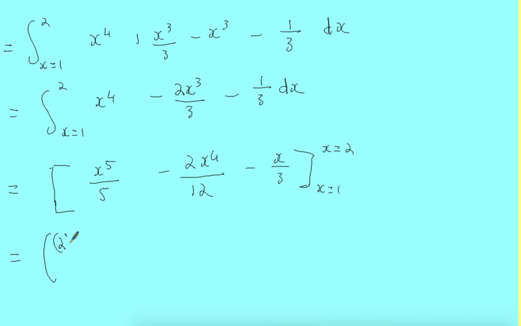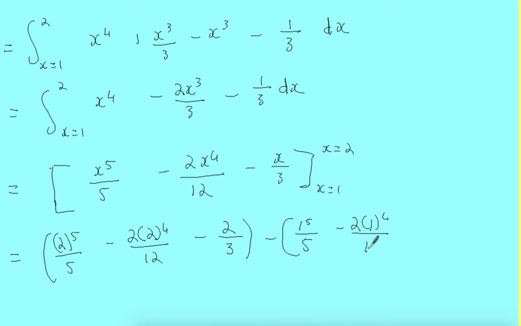So that's 2 to the power of 5 over 5, take away 2 to the power of 5, 2 times 2, 2 to the power of 4 over 12, take away 2 over 3, take away 1 to the power of 5 over 5, take away 2 times 1 to the power of 4 over 12, take away a third. And that should give you a final answer, either in fraction form, whatever you want it to be, is 3 and 11 30ths units squared.